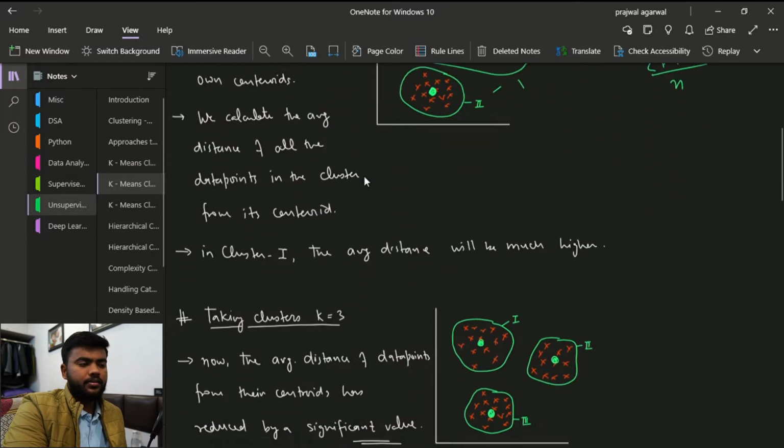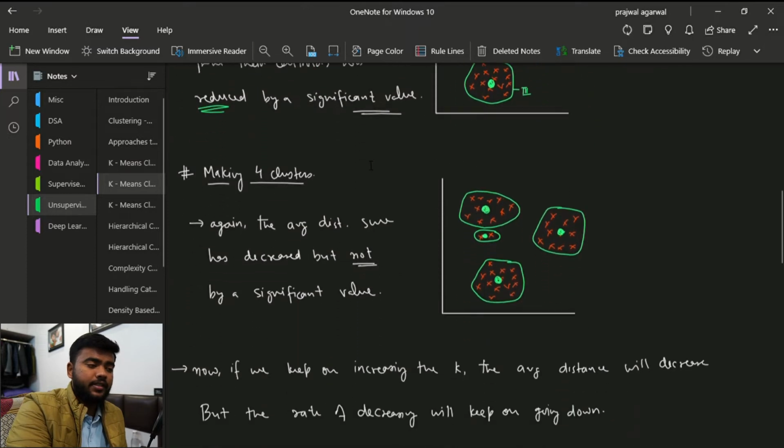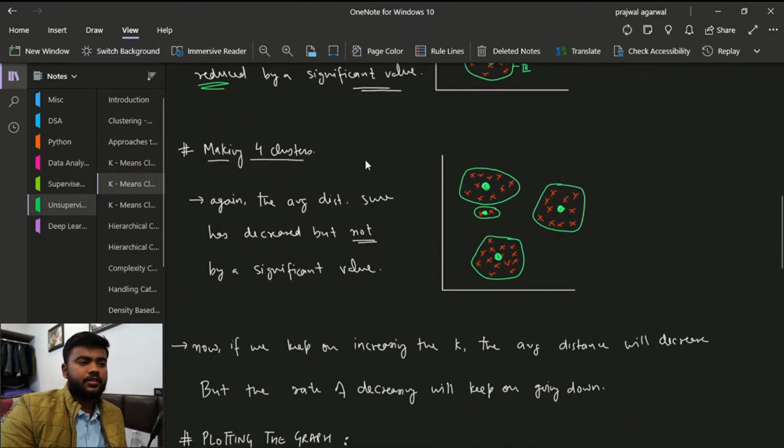So now let's take clusters equal to 3. If we calculate the average distance between the data points and the centroid, we can very clearly see that there is going to be a massive reduction in the average distance of the data points from their centroid. And if we increase clusters further, then another cluster has been formed. Here again the average distance is going to decrease for sure, but the reduction in the value is not going to be of that significant value.